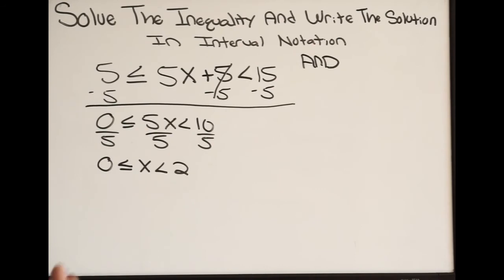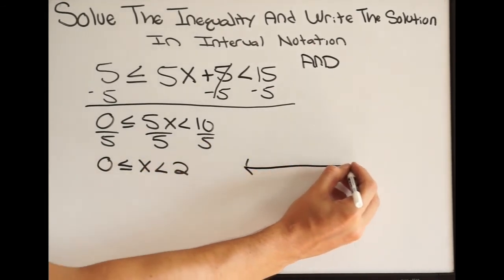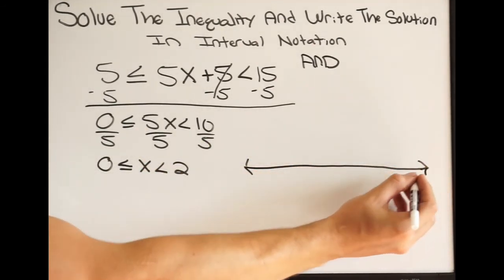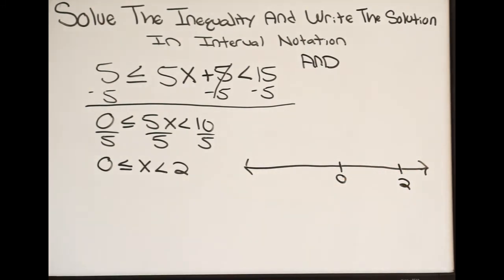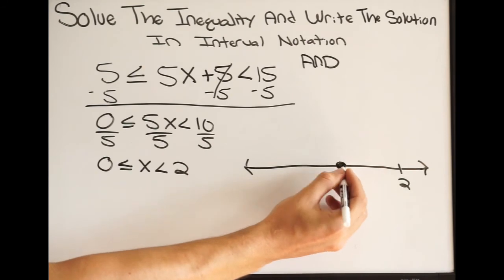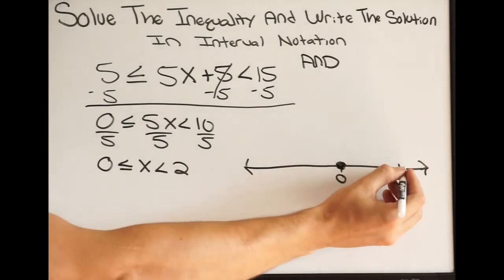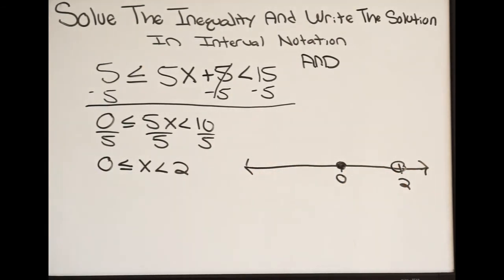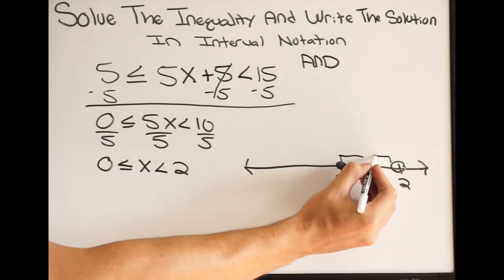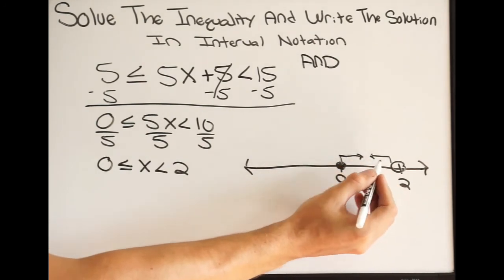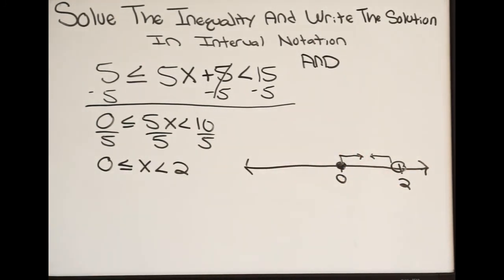Let's go ahead and graph this on the number line. We'll say that this is 0, this will be 2. Now notice on 0 it is a closed circle. On 2 it's going to be an open circle. Again, x has to be greater than or equal to 0 and less than 2, meaning our solution is going to be inside here. So we're shading inside, or you can draw 2 arrows like that, that's fine.